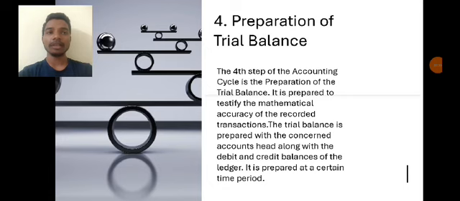Fourth one is preparation of trial balance. The fourth step of the accounting cycle is the preparation of the trial balance. It is prepared to test the mathematical accuracy of the recorded transactions. The trial balance is prepared with the concerned account heads along with the debit and credit balances of the ledger. It is prepared at a certain time period.